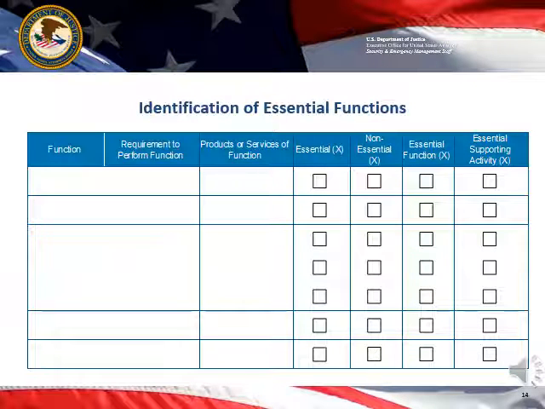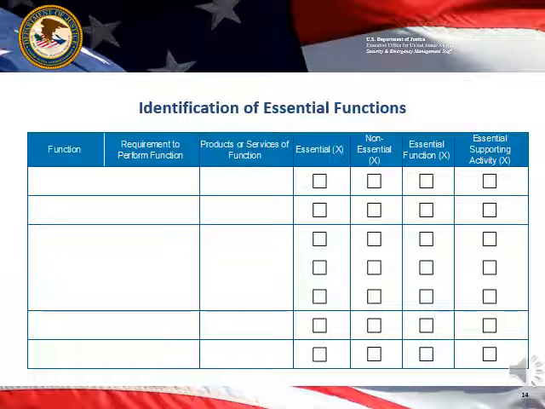This form is the Organizational Function Worksheet, Form 1. It is found in Annex G of the Federal Continuity Directive 2. The form is used to assist departments and agencies when identifying, reviewing, validating, and prioritizing organizational mission essential functions. It follows the three-step mission essential function identification process. On the form, organizational functions are listed, along with the requirement to perform those functions and the products or services produced from those functions' performance, completing Step 1 of the process.